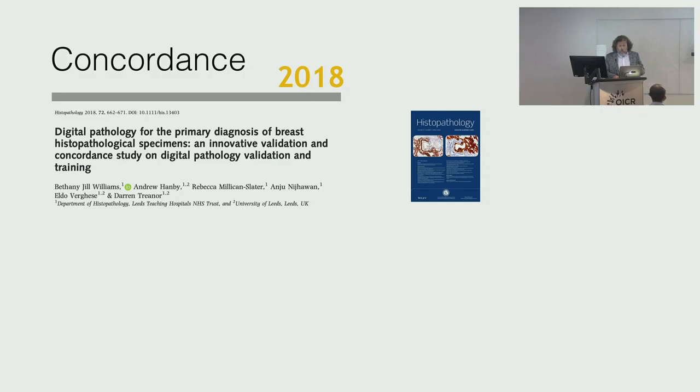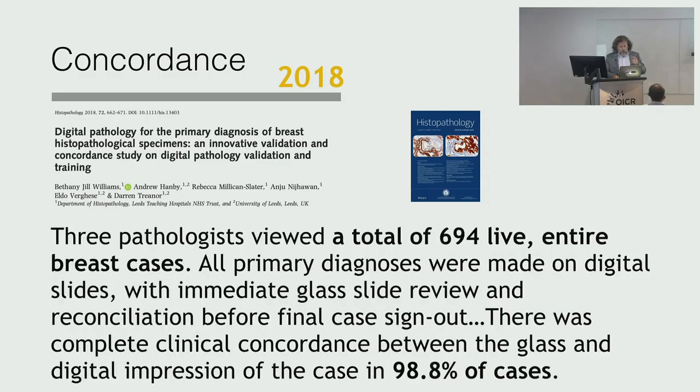There are many others; I just grabbed, more or less randomly, three that I like to show. In one, 694 entire breast cases showed a concordance of 98.8%. Very impressive. Again, it depends. It depends on what primary site you're looking at, how complex the tissue is, and how complex the manifestation of the malignancy is, and then you may get lower or higher concordance.